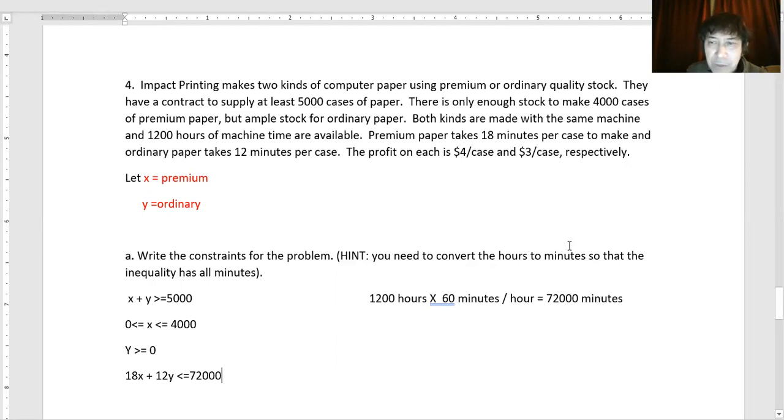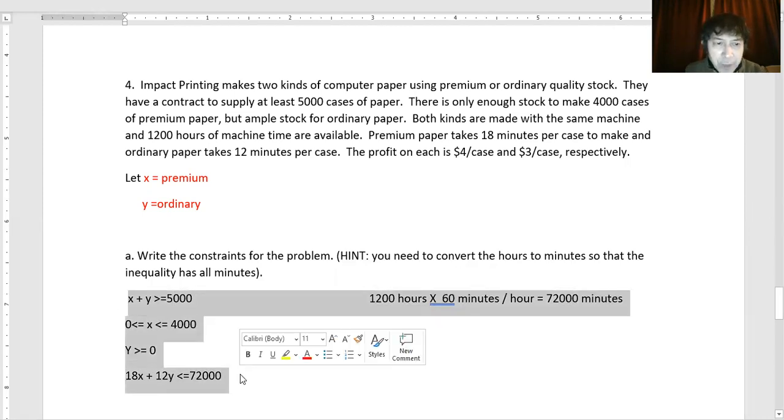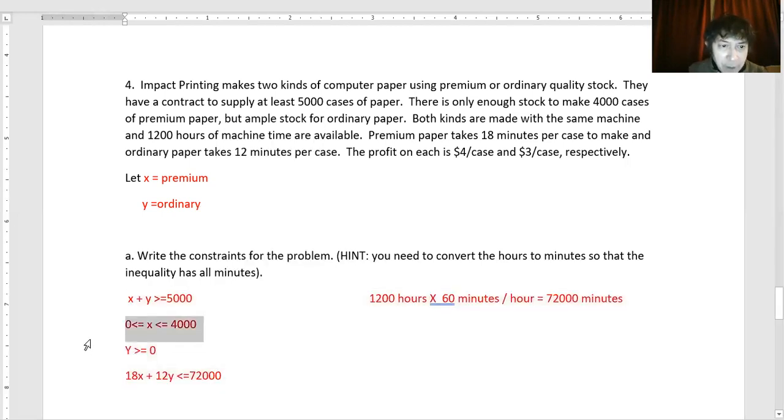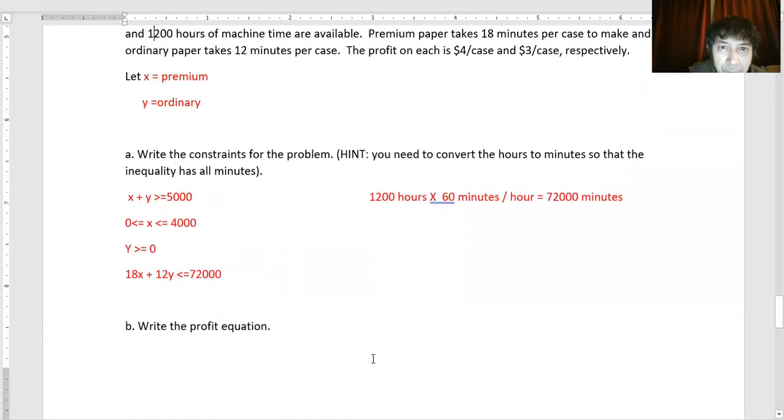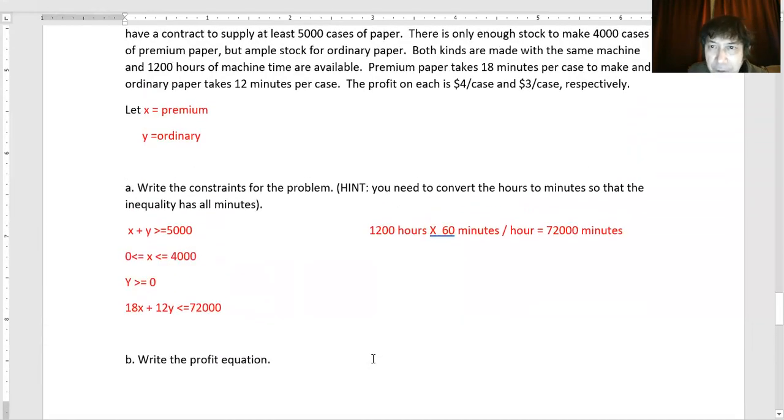And then finally, we will have the profit statement. Let me just change this to red. This will now be in red, for our answers. That goes to our letter A: write the profit equation. I cannot see the problem, so let's go back. The last statement, the profit on each is $4 per case and $3 per case, respectively. I think the $4 will be for the premium, and $3 for the ordinary paper.